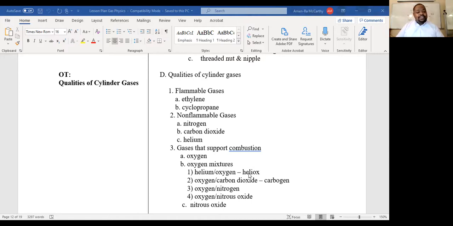Once we mix it with oxygen, it is now supporting combustion, all right? Carbogen, which is an oxygen and carbon dioxide mixture. Oxygen and nitrogen mixture. Oxygen and nitrous oxide mixture, okay? Those all support combustion because oxygen or nitrous oxide has been added, okay?